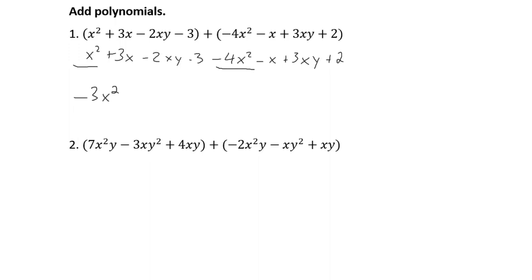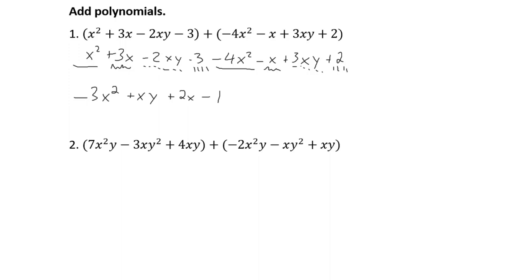And then I'm going to look for my xy. So I have xy, xy, negative 2 and positive 3. Give me plus xy. And then I have 3x here and a negative x here. 3 minus 1 gives me 2x. And then I have a 3 here and a 2 here. That's a minus 3 plus 2. So it'd be a negative 1. And that is how we simplify it with adding polynomials.